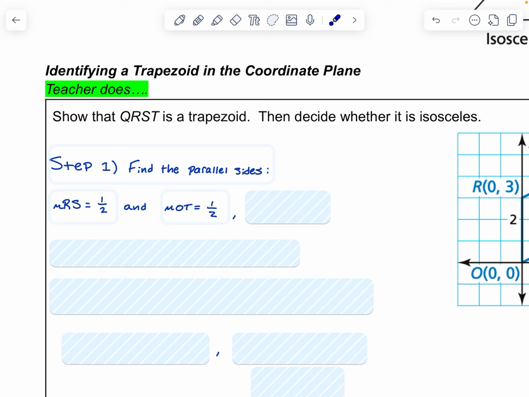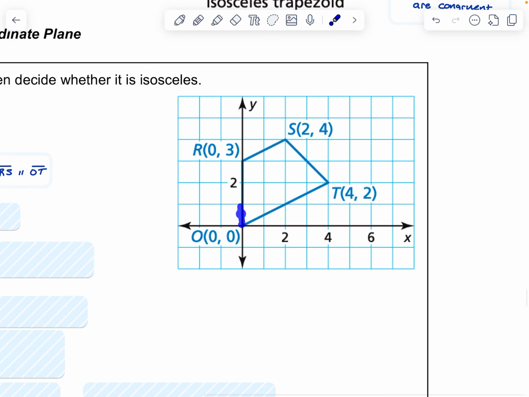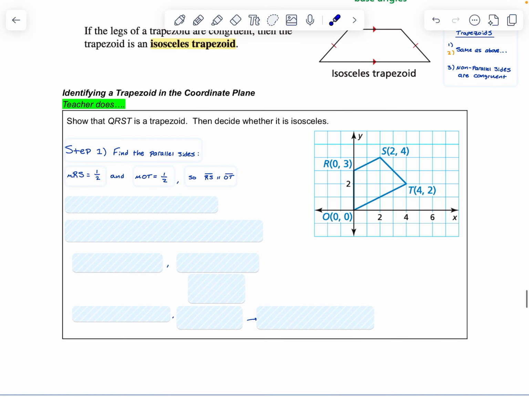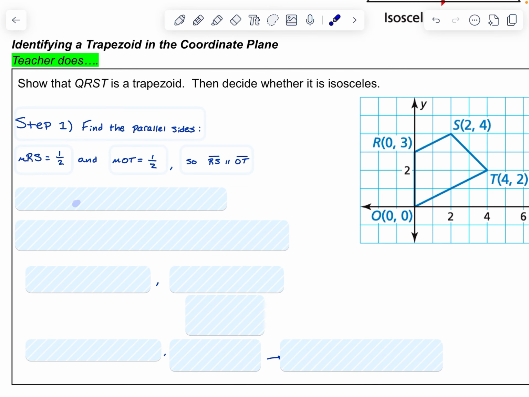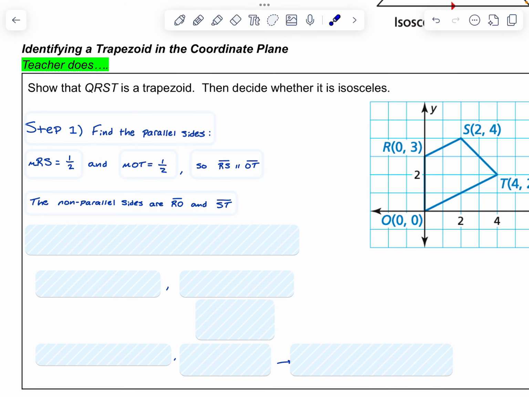What does that tell us? That tells us that RS is parallel to OT. That those opposite sides are parallel. Not both pairs, because clearly RO and ST were not parallel. So we know that we're dealing with a trapezoid. We've shown that it's a trapezoid at this point.